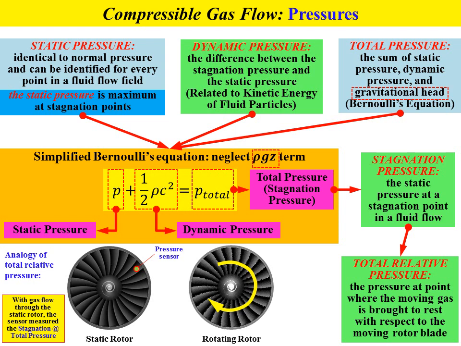However, if the rotor rotates, which we consider a rotating rotor, let's say the sensor is still attached to the blade, and the sensor will follow the movement of the rotor. So in this condition, with gas flow through the rotating rotor, the rotating sensor measures the total relative pressure. So that's the difference between the total relative pressure and the total pressure.